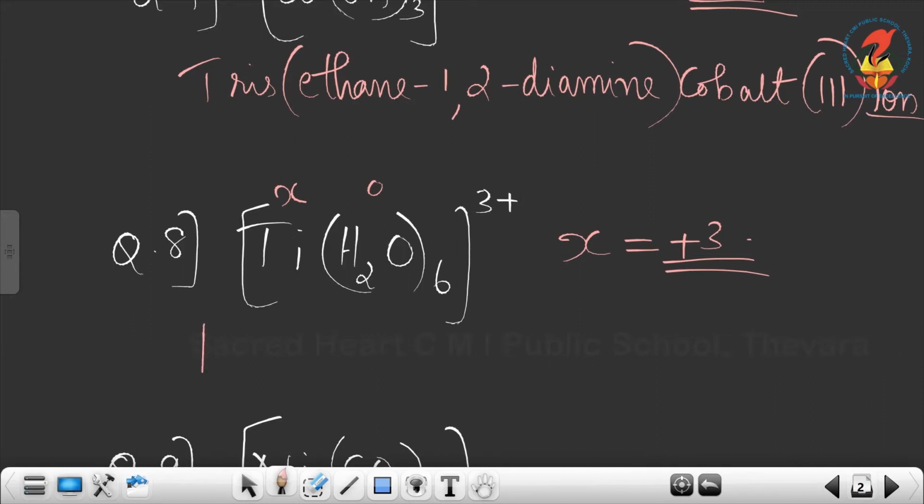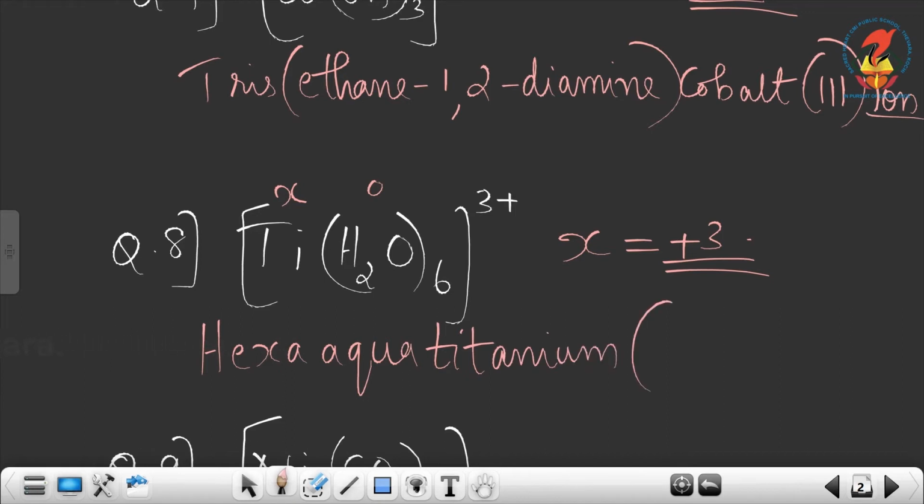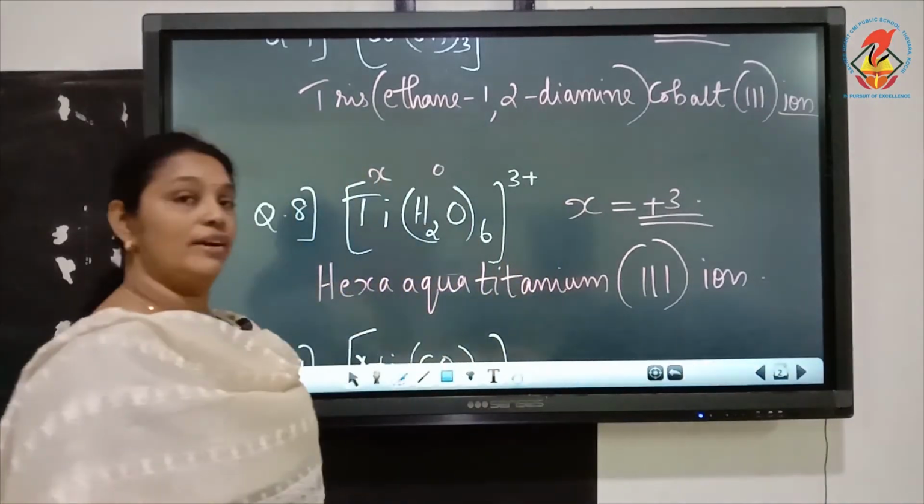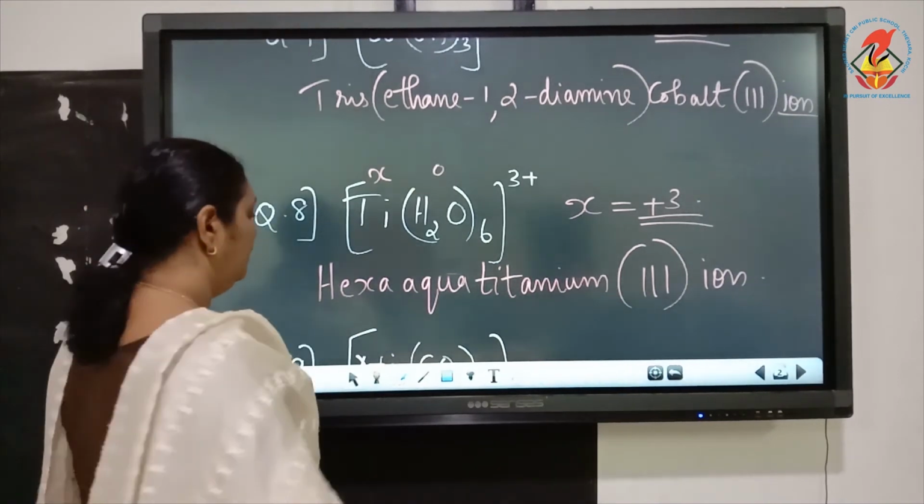Here we have 6, so hexa. Again aqua, remember hexa-a and aqua-a. Hexaaqua, titanium, because it is 3 plus, positive, and the oxidation number is 3. Ion, since no counter ion is given, you have to write the word ion here.